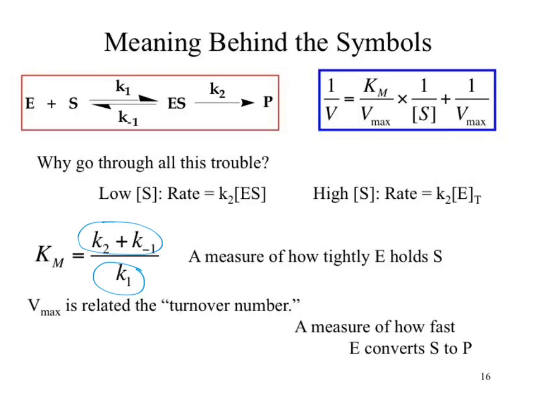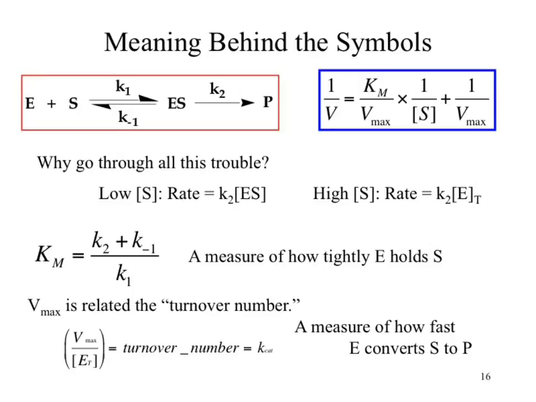Well, the Vmax is something about the capacity, or the efficiency almost, of our enzyme. How quickly does it turn over to form product? Okay, and so that's our turnover number, or is related to our turnover number. Our turnover number is defined as Vmax over the total enzyme concentration.